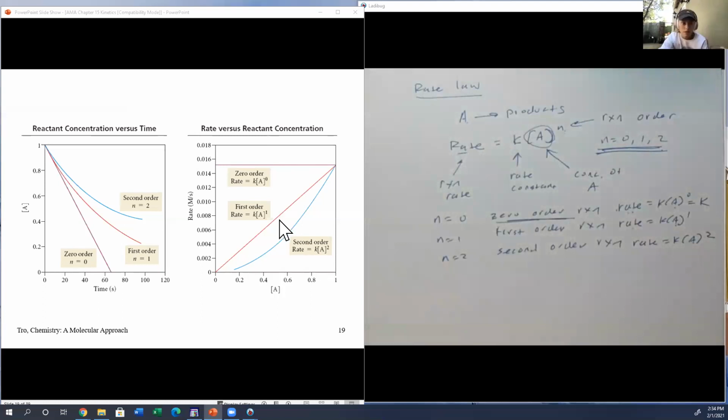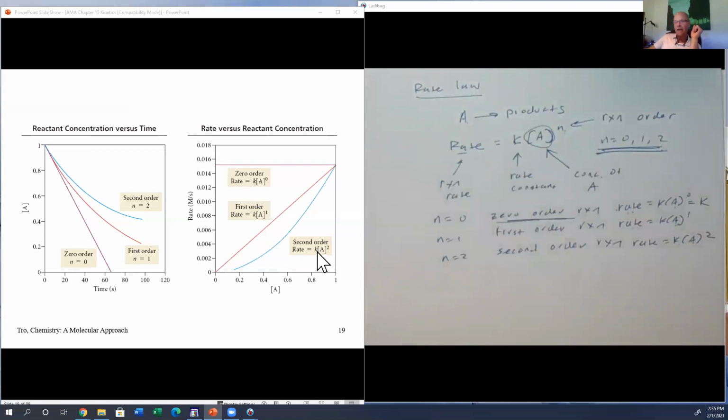It increases, right? They're the same. And it increases linearly with the concentration. In other words, from 0.2 to 0.4, notice this is linear. Even though the line of the concentration of A versus time is not linear, the slope is linear with A. What does that mean? If I double A, I double the rate.